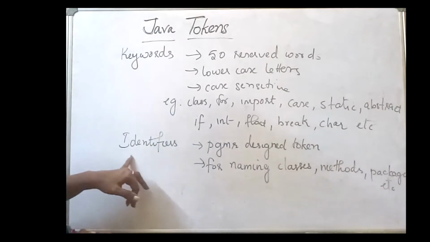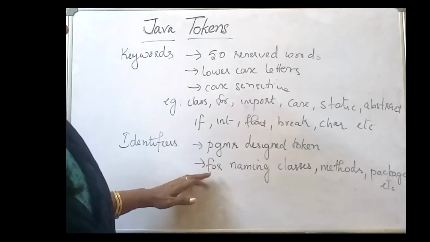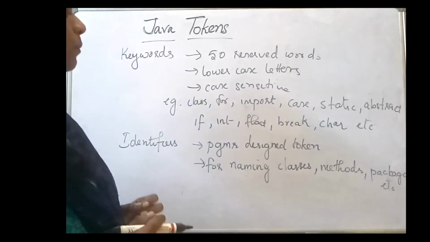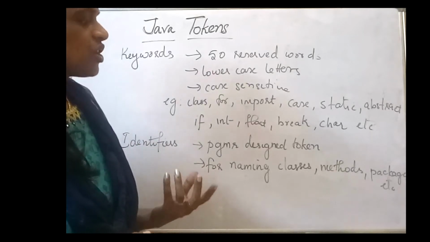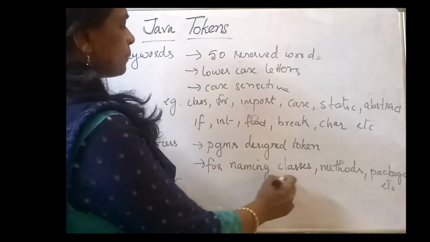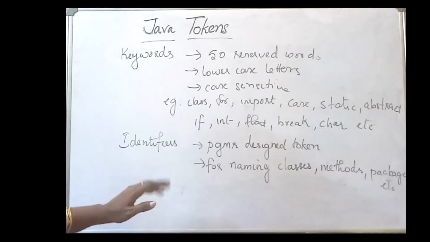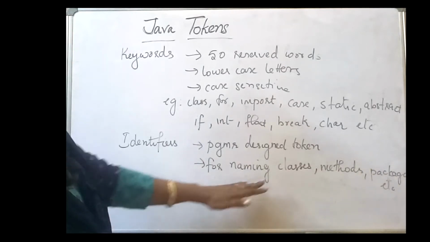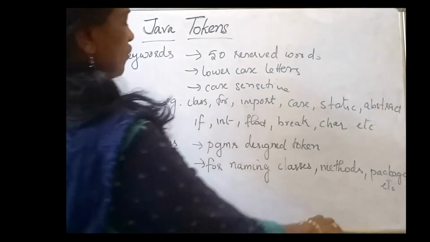Now next is identifiers. Next type of Java token is identifier. Identifier is actually a programmer designed token. It is designed by the programmer, that is for a variable, for a class, for a method, for a package. For all those things, names are given by the programmer. It is used for naming classes, methods, packages, variables, etc. There are some rules that should be followed for naming these. In order to make an identifier, a set of rules should be followed.